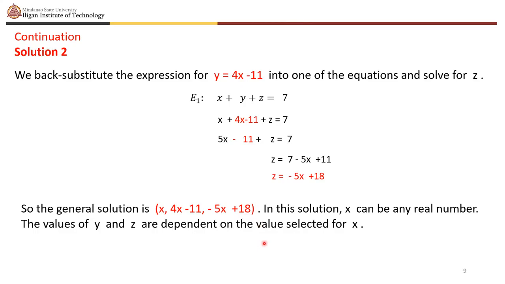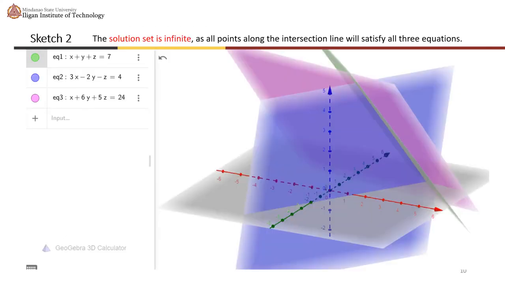So in this solution, x can be any real number, and the values of y and z are dependent on the value selected for x. So here's the sketch. For equation 1, we have the green plane here, and then equation 2, the violet plane here, and equation 3 is the pink plane here. Notice that the solution set is infinite as all points along the intersection line will satisfy all three equations.